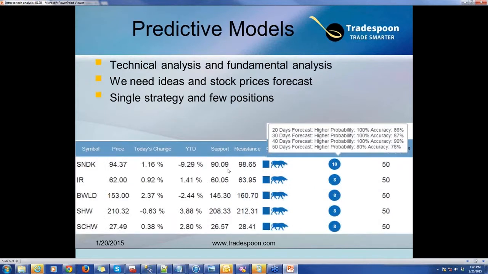So I want to show that, because before you trade, whether you're a day trader or you have a longer time horizon, you are combining technical and fundamental analysis.